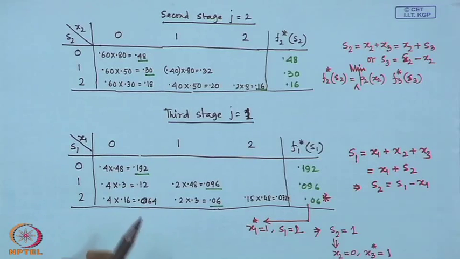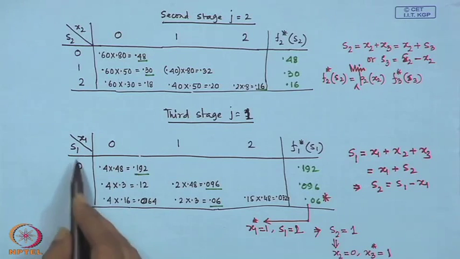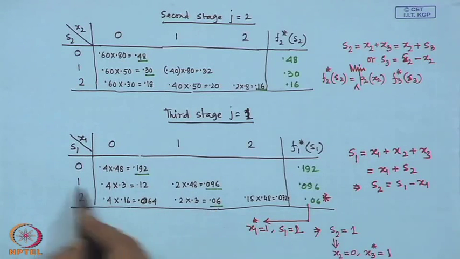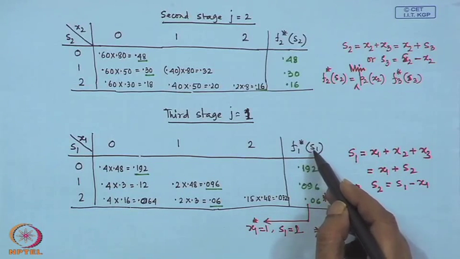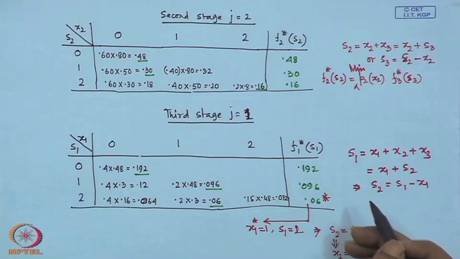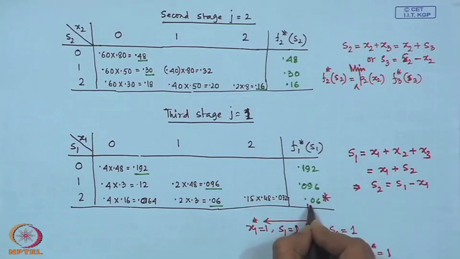If this is so, then we can see for S1 equal to 0, this is the optimal solution. S1 equal to 1, this is the optimal solution, and S1 equal to 2, this is the optimal solution. And from these, if I pick up the minimum one, because I have the recursive optimization equation f1(S1) is equal to minimization of p1(x1) and f2(x2), then this is the minimum value, 0.06 is the minimum value. And how we got 0.06, that is important for us.